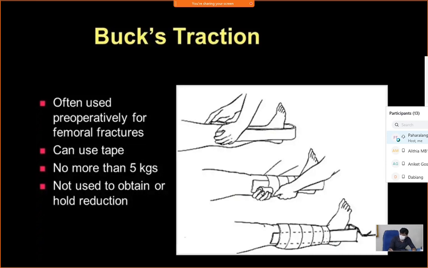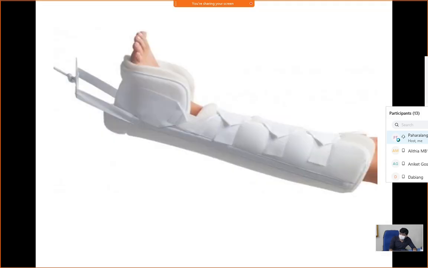Box traction is often used preoperatively for femoral fracture. You can use tape, no more than 5 kg. It is not used to obtain or hold reduction. You cannot hang more than 5 kg.